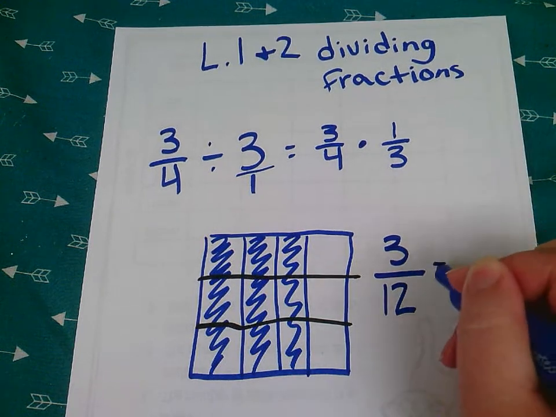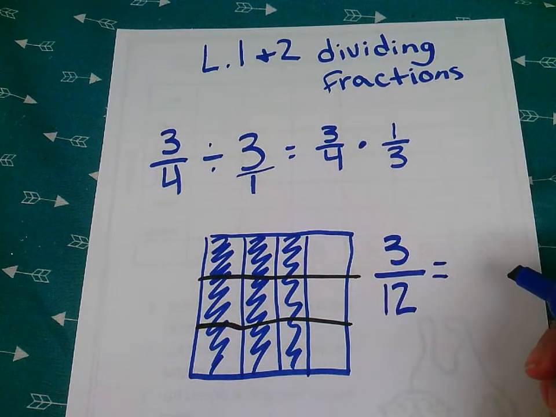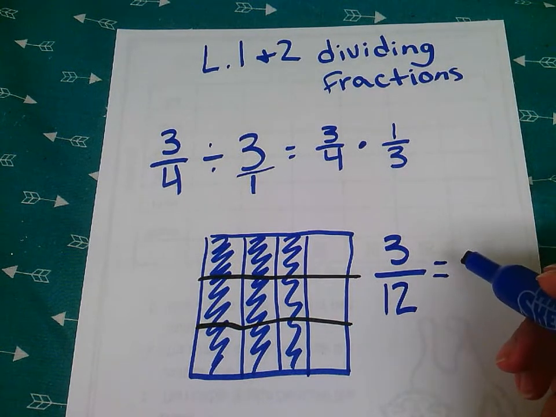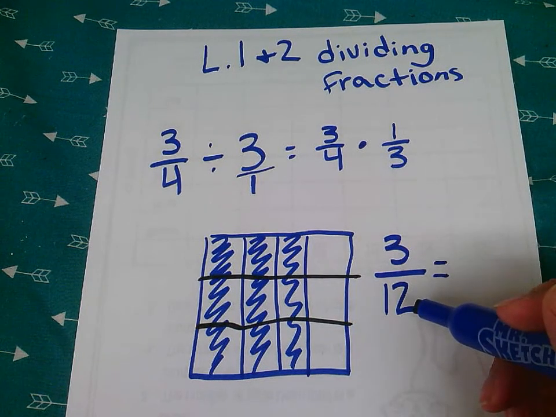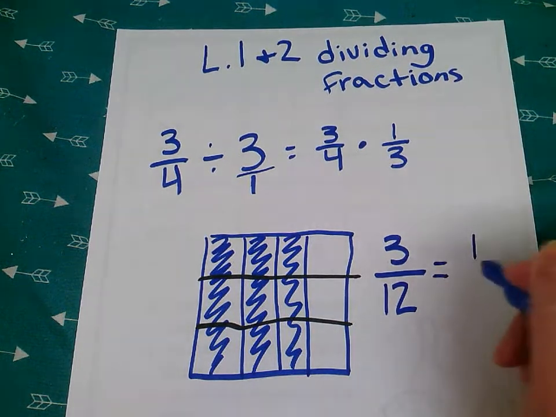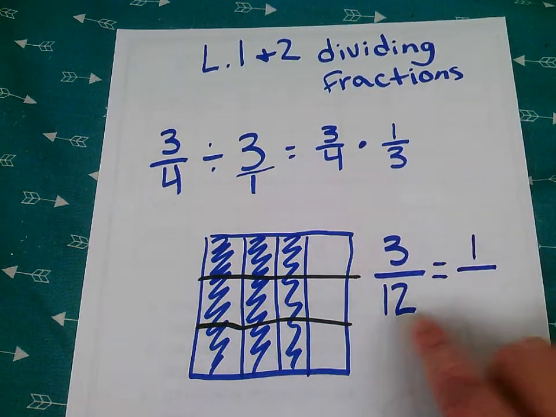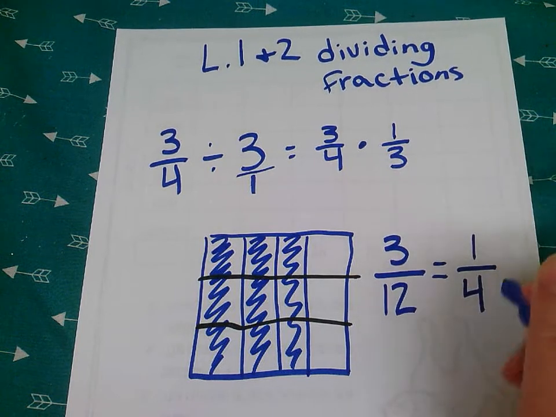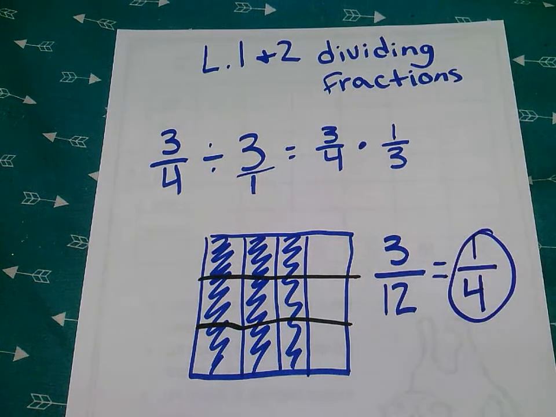Now we know we always reduce, so it's as small as it can be. So I have to think, what number can go into 3 and 12? Well, I know 3 can fit into 3 1 time, and 3 can fit into 12 4 times. So my final answer is 1/4.